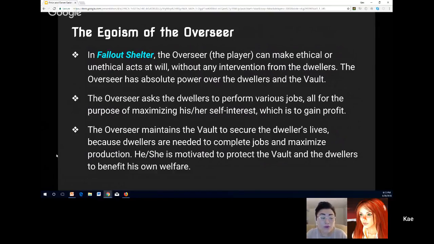Third is that the overseer maintains the vault to secure the dwellers' lives. And a similar point I'm making here is that because dwellers are needed to complete jobs and maximize production, he or she is motivated to protect the vault and the dwellers to benefit his own welfare. And this is through the egoistic lens to understand what's happening with the overseer. So we can go next.